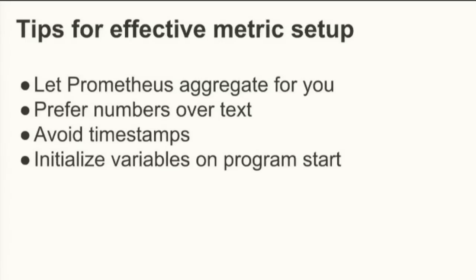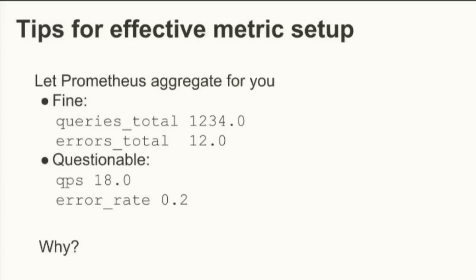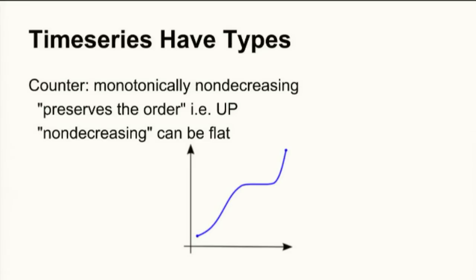Some tips on how to make metrics. You should always use counters. Let Prometheus do any aggregations for you. Prefer numbers, don't export timestamps, and always initialize variables at the start of your program. Why is it important for you to export raw counters rather than rates of things? Well, apart from the CPU cost of you having to compute the rates of things, time series have types.